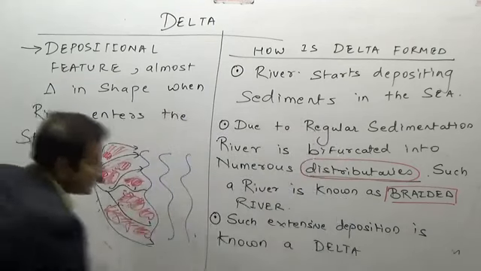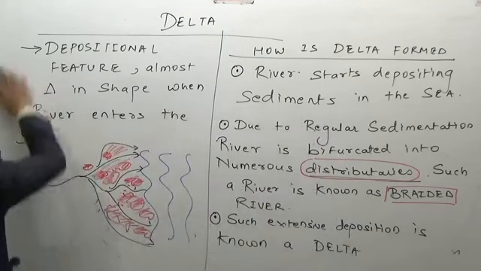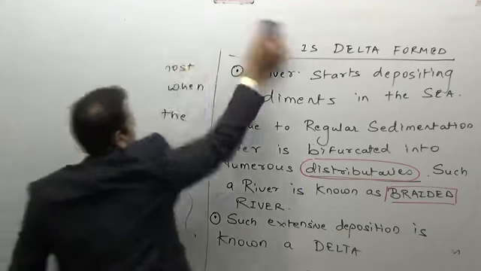So the next is conditions for delta formation.